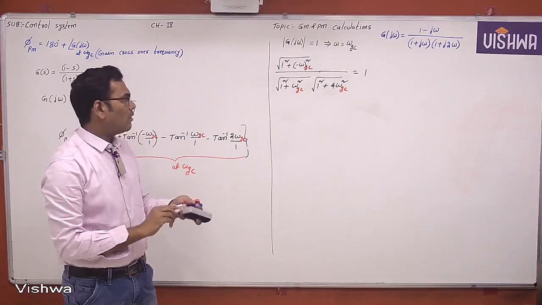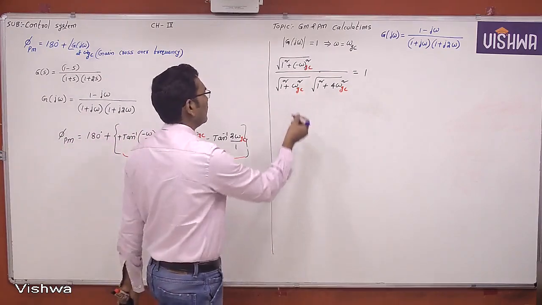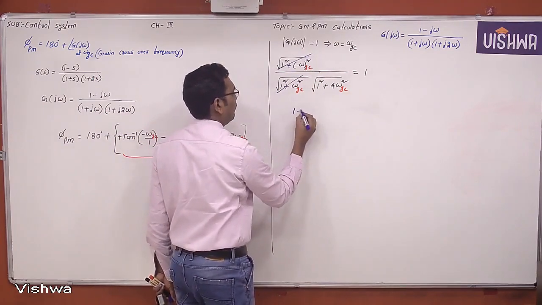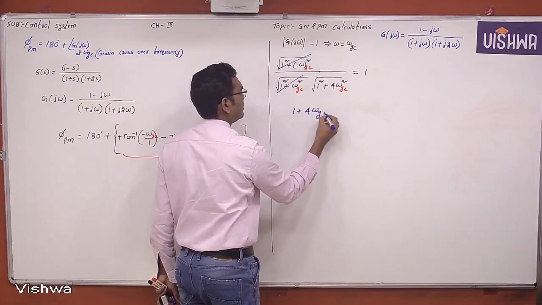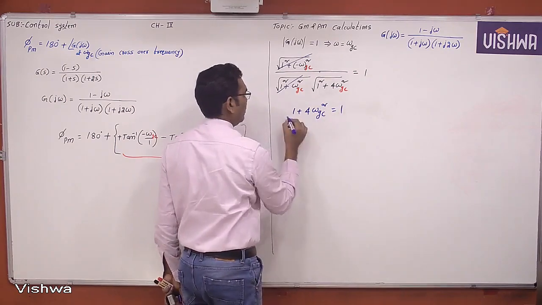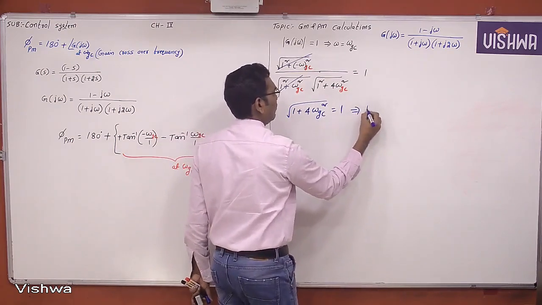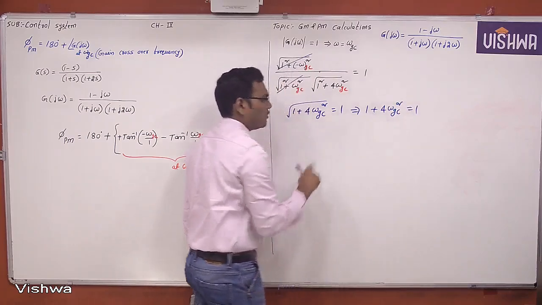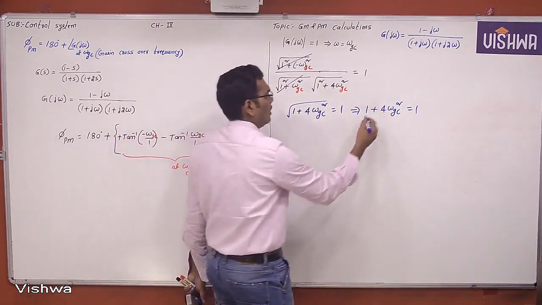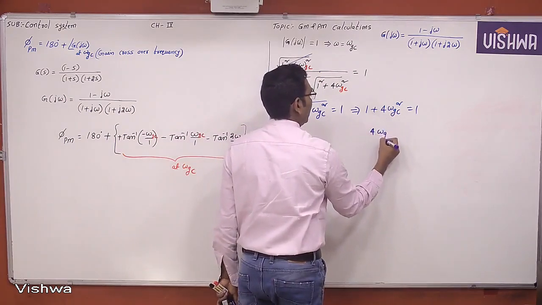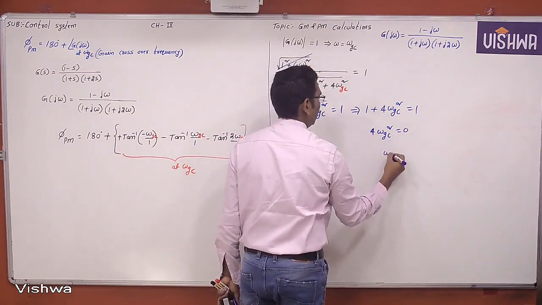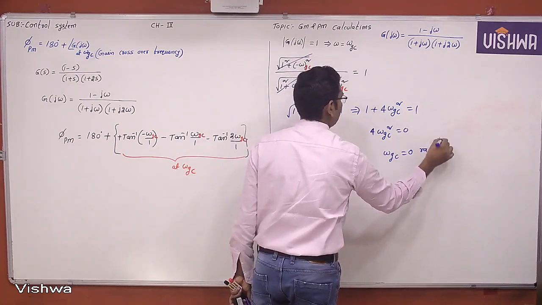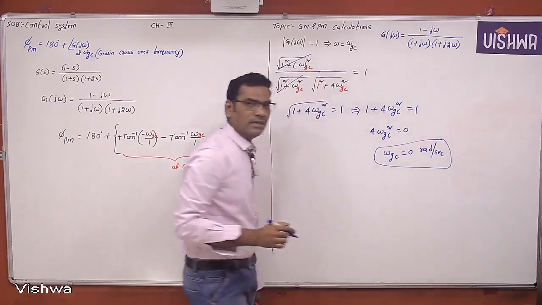Now students, if you substitute this, the 1 plus omega square terms cancel, and 1 plus 4 omega gc square under root equals 1. If you square both sides, 1 plus 4 omega gc square equals 1. 1 minus 1 is 0, so 4 omega gc square equals 0. Therefore, omega gc is equal to 0 radians per second. Now this is the gain crossover frequency.